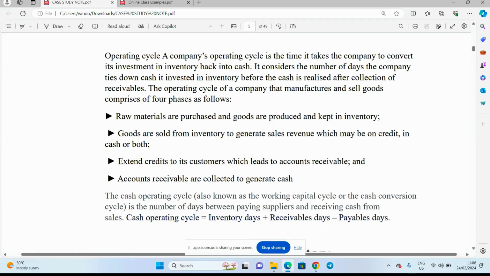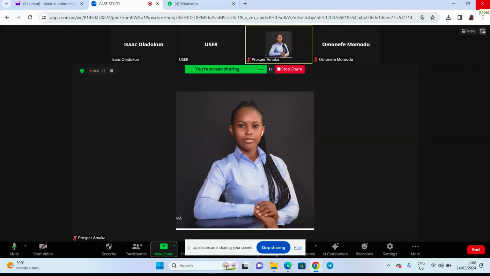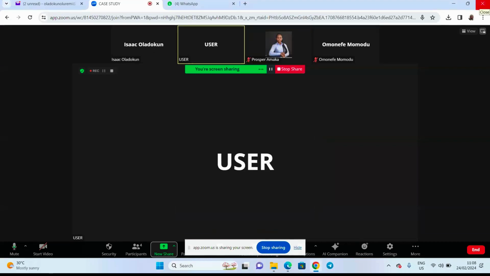Who has not spoken among the three? I think, who is the person? Okay, can somebody please read this to us? We can see it. The cash operating cycle.